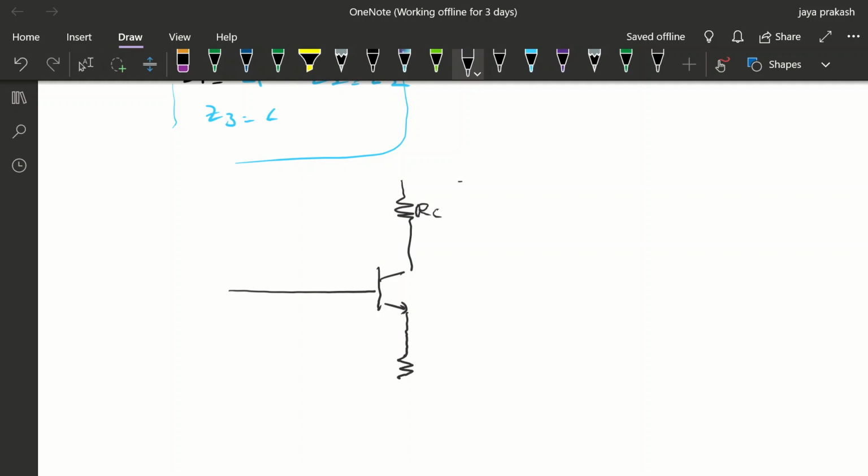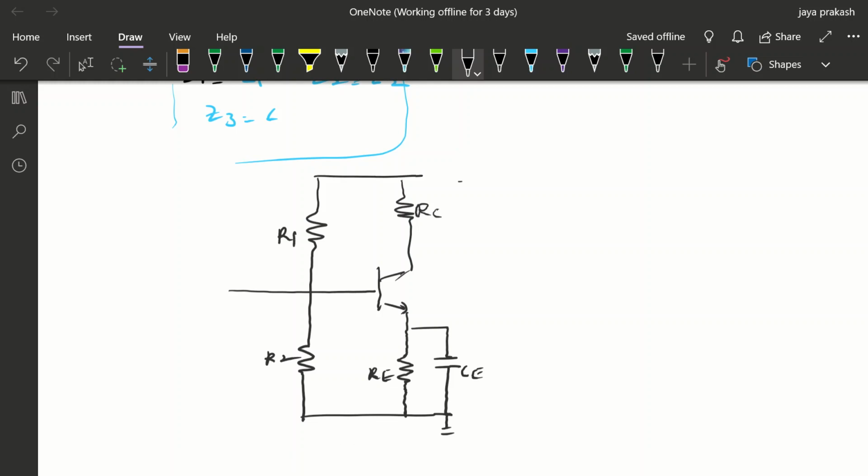So the amplifier has a common emitter configuration. This is RE, the emitter bypass capacitance CE, R2, R1, and this is connected to the supply voltage VCC. This is the output coupling capacitance, this is the input coupling capacitance CB, and it is given to feedback. The output is fed back to the input through the feedback network.